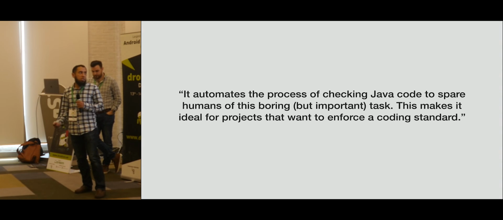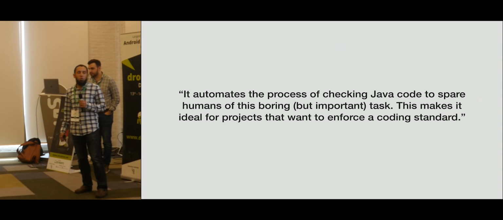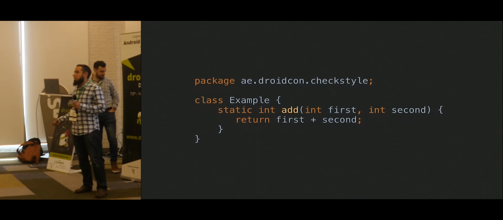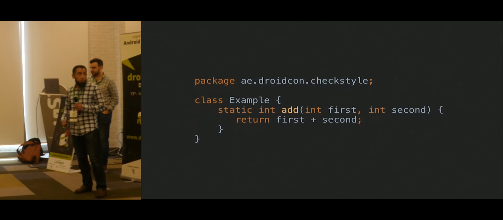So one such tool is Checkstyle. To quote them, it's a development tool to help programmers write Java code that adheres to a coding standard. It automates the process of checking Java code to spare humans of this boring but important task, and makes it ideal basically for enforcing coding standards.